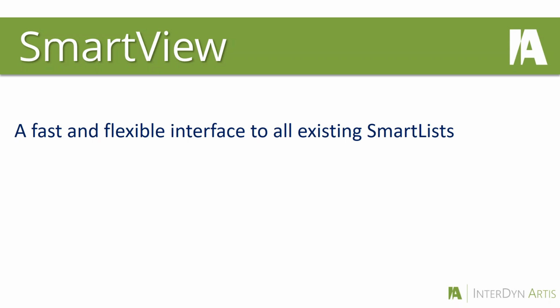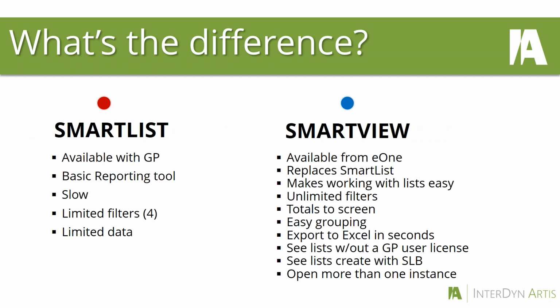So SmartView, in a nutshell, is a fast and flexible interface to all existing smart lists. So what's the difference between the smart list that you receive from Microsoft and the SmartView that you receive from eOne? SmartList, like I said, is available with GP. It's your basic reporting tool. It's what a lot of people use. It's slow. It has those limited filters to just those 4 filters, and it also returns just that limited data.